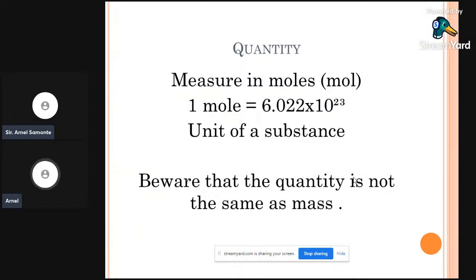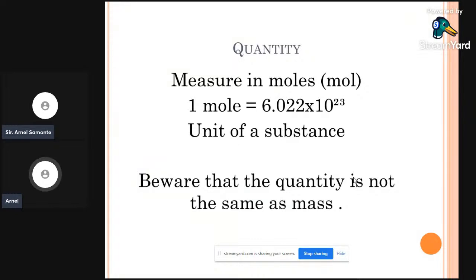I know that in grade 9 you have already encountered this unit. Remember, according to Avogadro's law, which we will also study this week, 1 mole is equal to 6.022 times 10 raised to 23 units of substance, depending on what the substance is. Beware that quantity is not the same as mass. For example, a steel ballpen and a plastic ballpen have the same quantity, but they have different mass.